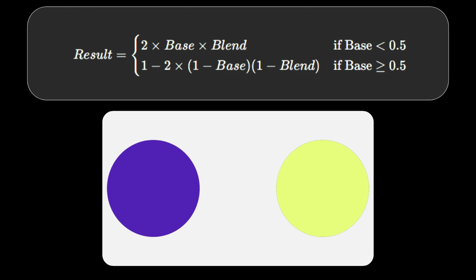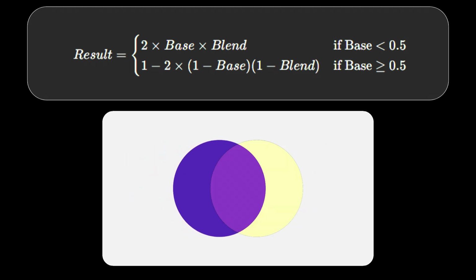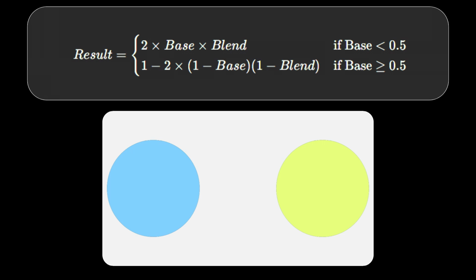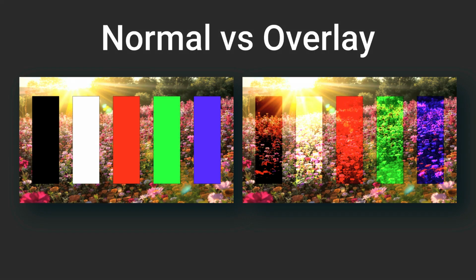Overlay is like a mix of multiply and screen. If the base pixel is darker than 50% gray, it multiplies to darken. If the base is lighter than 50% gray, it screens to lighten. In the example, mid-tones brighten while shadows deepen, creating more punch. This mode is used for adding contrast, enhancing photos, or giving flat images more depth.